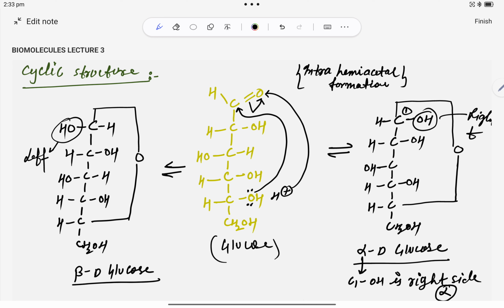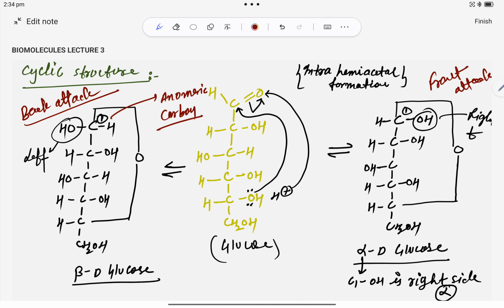Okay, so this is the alpha D glucose and beta D glucose. Here carbon number 1 is called anomeric carbon. Carbon number 1 is called anomeric carbon. So this product is formed from the front attack, alpha D glucose, and this is forming from the back attack.